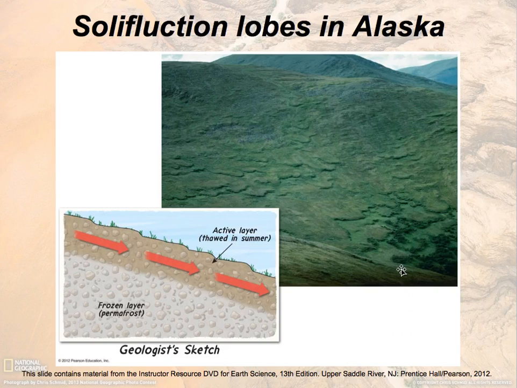Solifluction lobes look slightly different in that when you have a permanently frozen layer below, and a layer above that freezes and thaws, freezes and thaws, you get more of a lobular or lobe-shaped surface manifestation. With creep, you oftentimes will see trees or tree branches kind of distorted, fence posts tilted, roads deformed. With solifluction, which is a version of creep, you get these lobe forms on the surface.